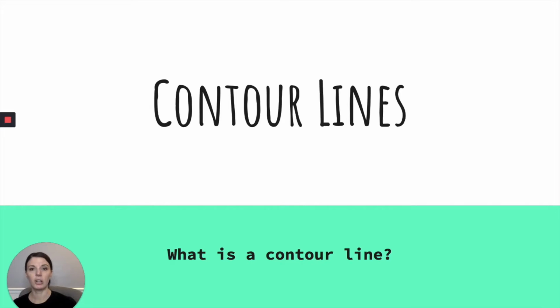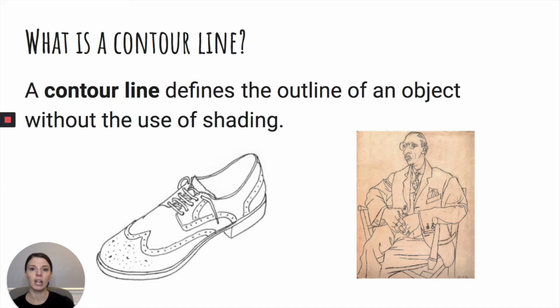So this week we're going to talk about contour lines, and the first thing we need to do is figure out what a contour line is. So a contour line defines the outline of an object without the use of shading. So basically a contour line is the lines of a drawing without any of the color, any of the shading, or anything else that is different from a line. So these are 2 examples of contour drawings right here. You can see how it's just lines, no shading, no colors, and that's it.